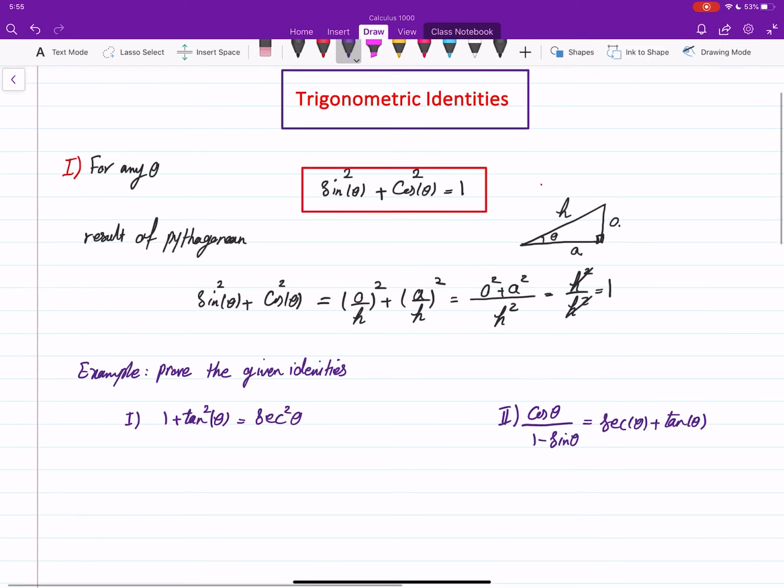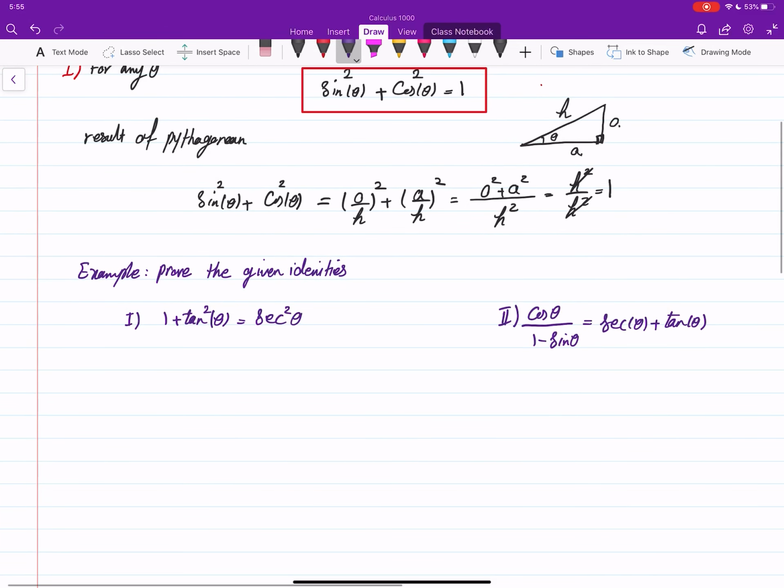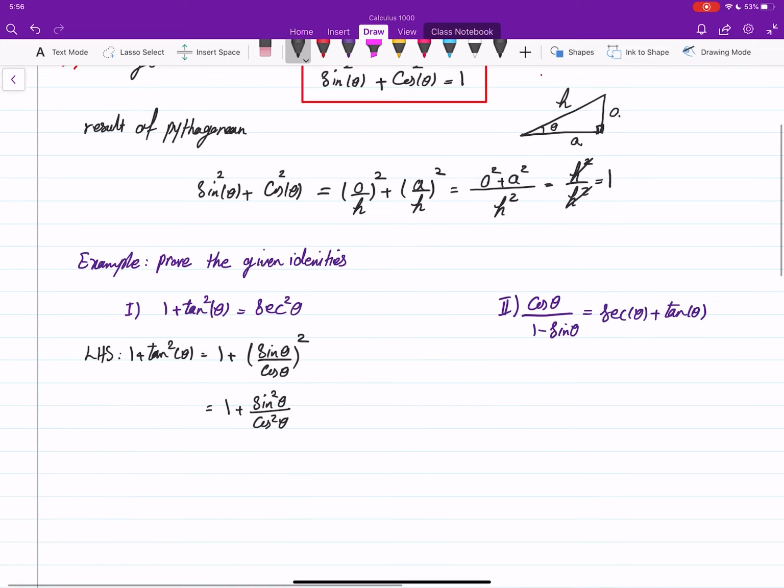Okay, let's prove these ones. You see how we are using that identity. Look at the left hand side of this equality. This is 1 plus tan squared. I just start from the left hand side. We know that tan is sine theta over cosine theta, and we have a square of that there. Then this will give us sine squared theta over cosine squared theta.